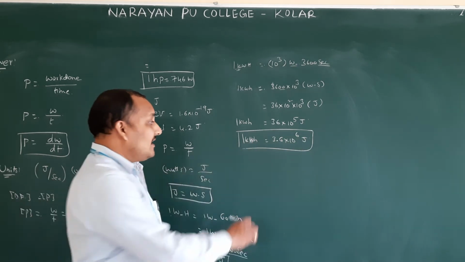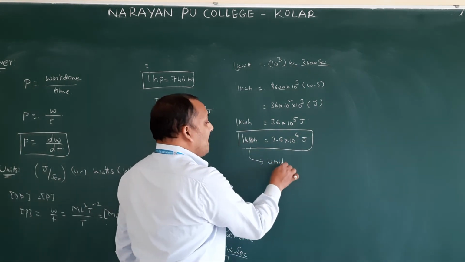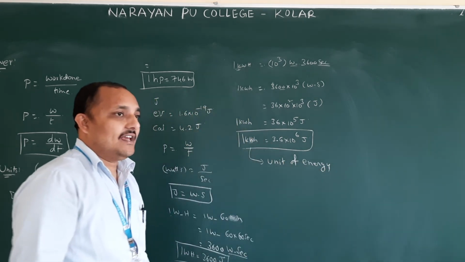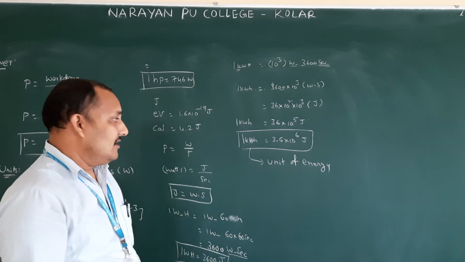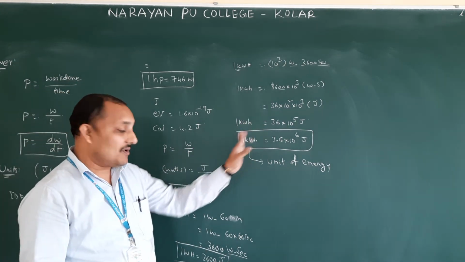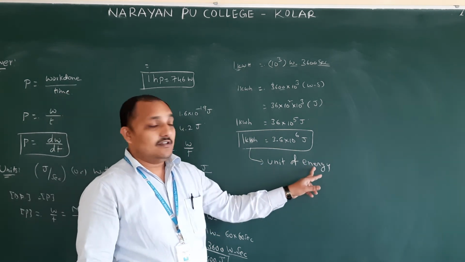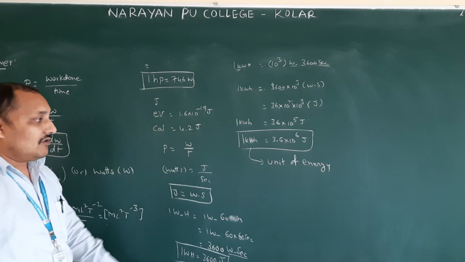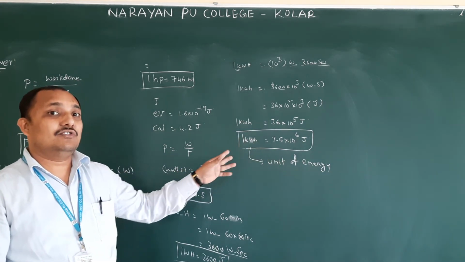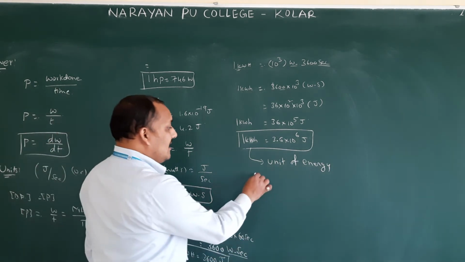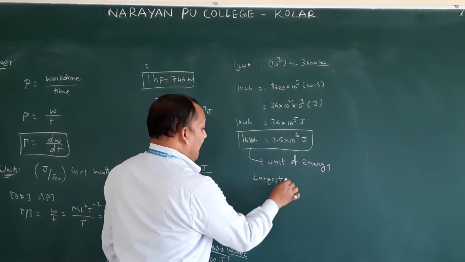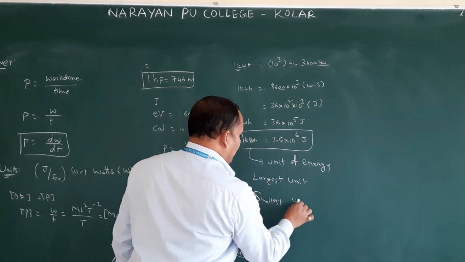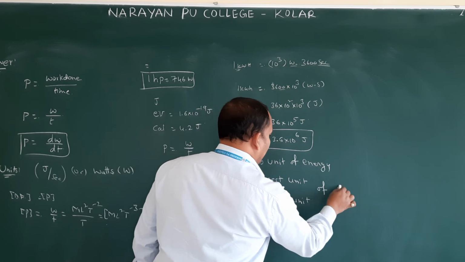So kilowatt hour is the unit of which one? Unit of energy. We will get confused: whenever they say kilowatt hour, you will think that is a unit of power. Kilowatt hour or watt hour, this is the unit of energy. You have to remember. And another logical question in this: what is the largest unit and smallest unit of energy, they will ask?